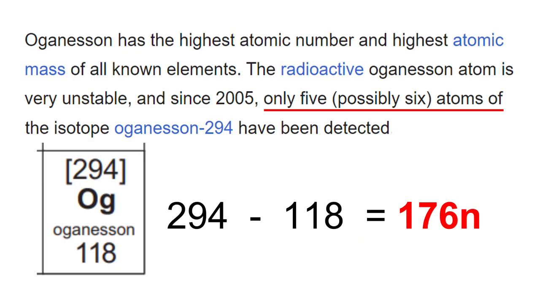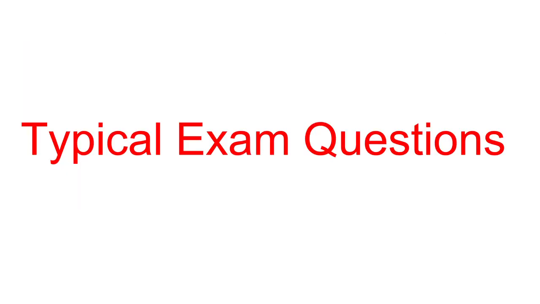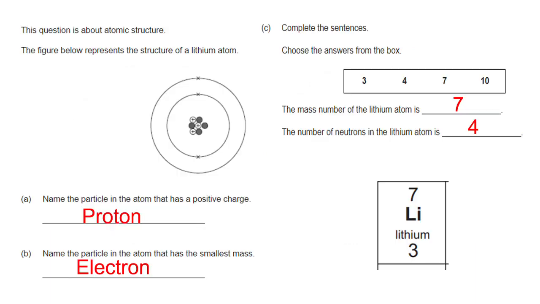Let's take a look at this oganesson. There's only ever made 5 or 6 atoms of the thing. That's all they've ever made. But 294 minus 118 is 176 neutrons. You need to be able to find that number of neutrons. Typical exam questions. Here's where you might want to play or pause as I go through them.